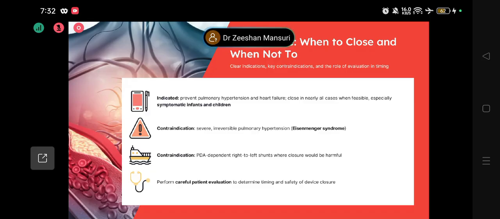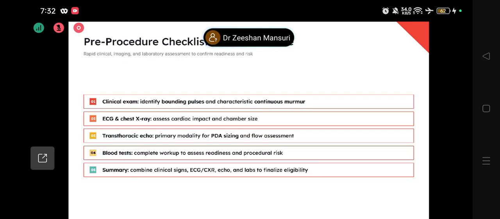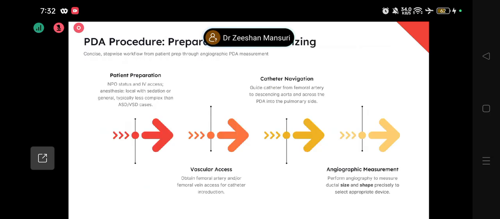Many of our colleagues size the PDA by the transthoracic echocardiography only, whereas we do it with the help of transthoracic echocardiography as well as the angiography. And clinical examination to look for continuous murmur, ECG and chest X-ray, transthoracic echo, blood tests, and all the routine investigations. So there are two schools of thought. Again, for the PDA, just like ASD, people do it from the venous side, single axis as well, whereas we perform them at arterial venous axis. We like to cross them and then perform the PDA.